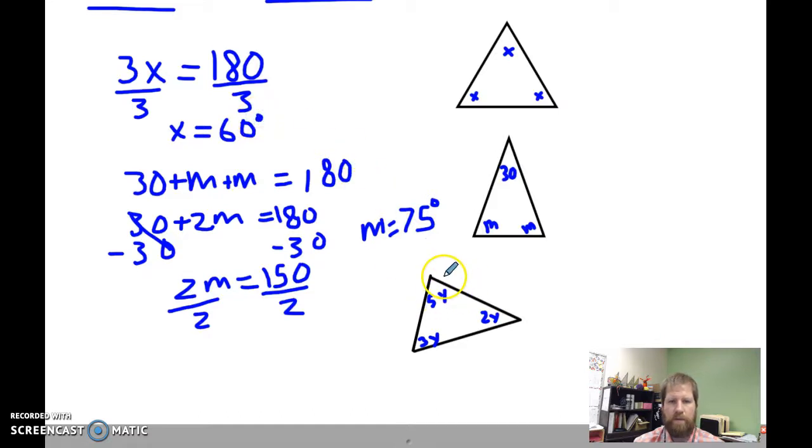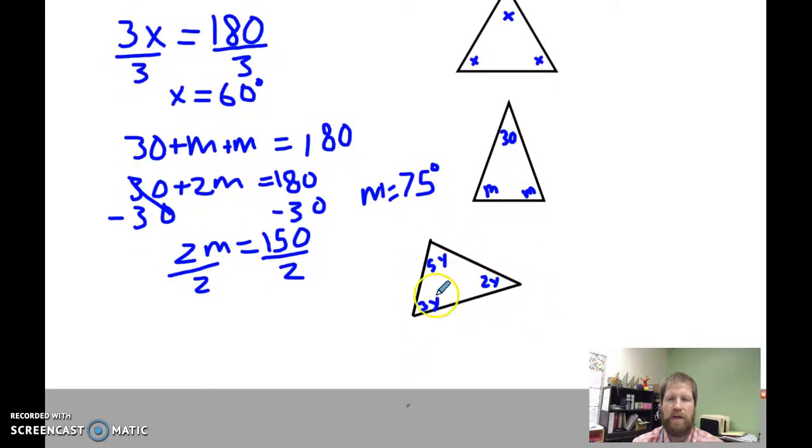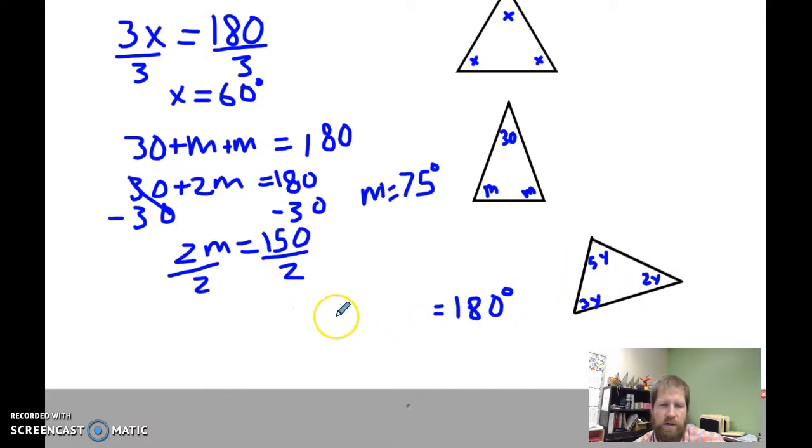Last one. For a scalene triangle, there's not much help we get. We know that all sides are different and all angles are different. So there's not a lot we can use except for the idea that all our angles put together are equal to 180 degrees. But that's fine. We can still set this up as an equation.